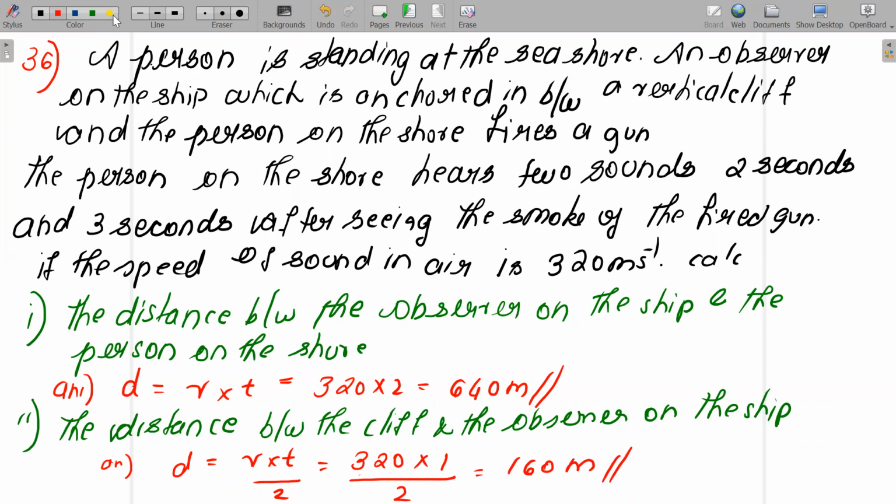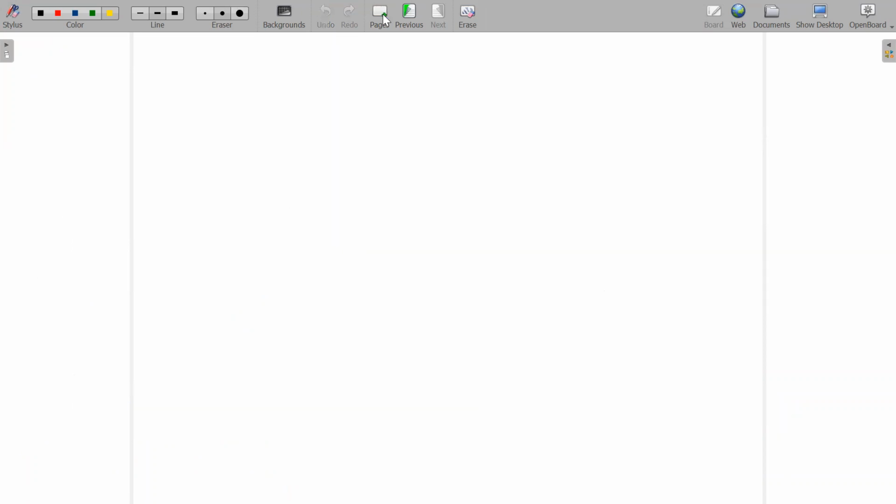How you got 1? This is nothing but 3 minus 2 seconds. Understood? 3 minus 2 seconds, you're getting 1 second. So I hope you guys understood. This type of question you can expect for your exam. Done? 37th question.